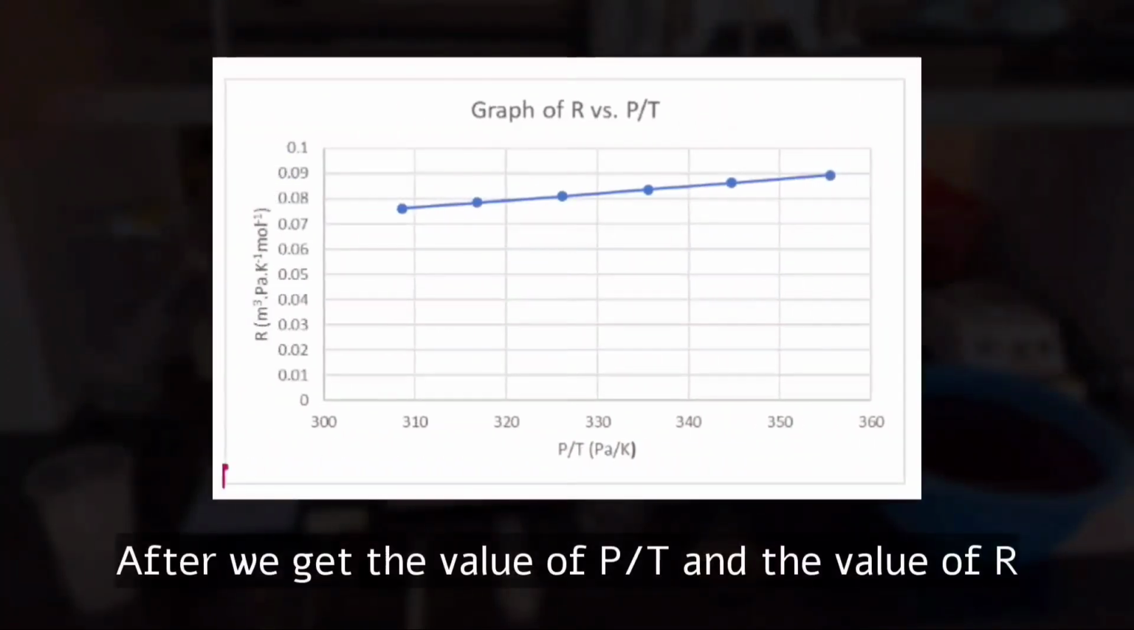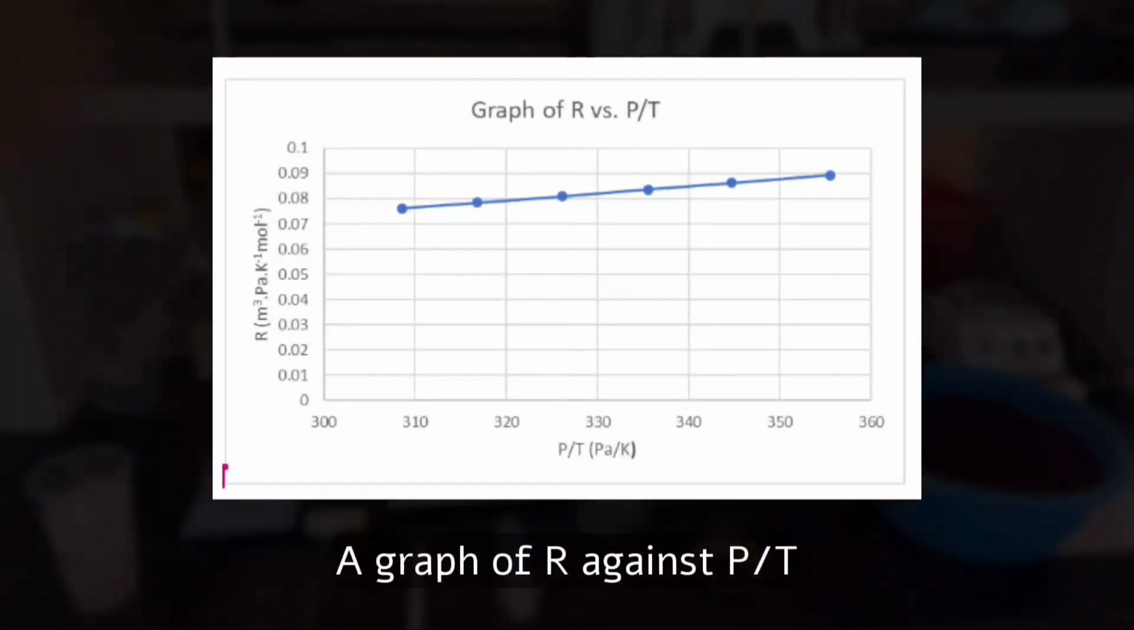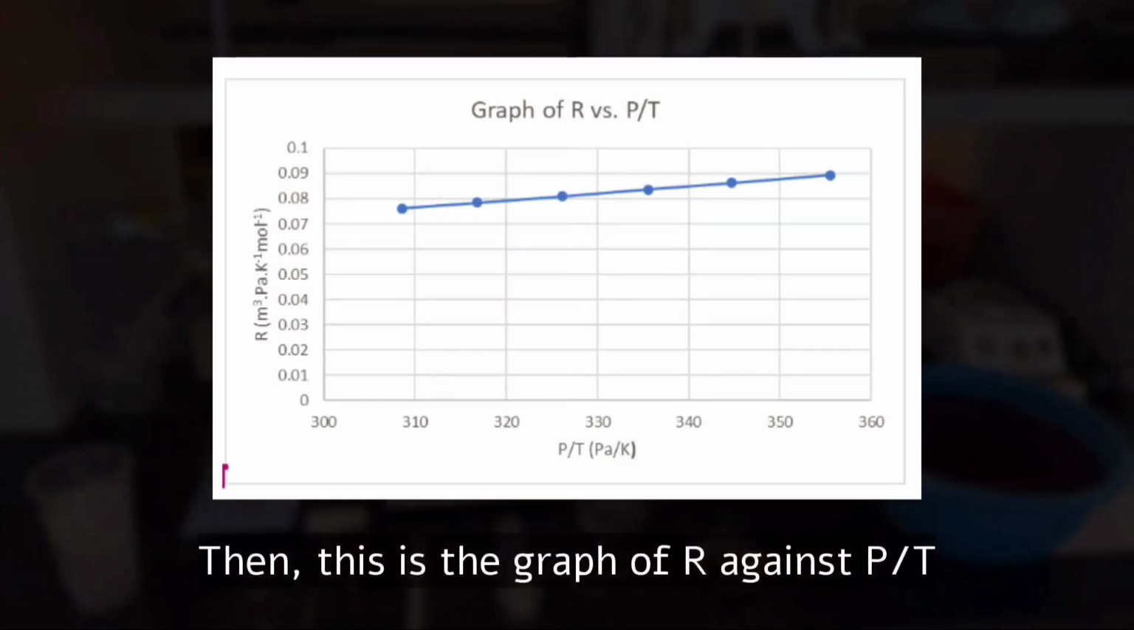After we get the value of P over T and the value of R, we can plot the graph of R against P over T. Then this is the graph of R against P over T.